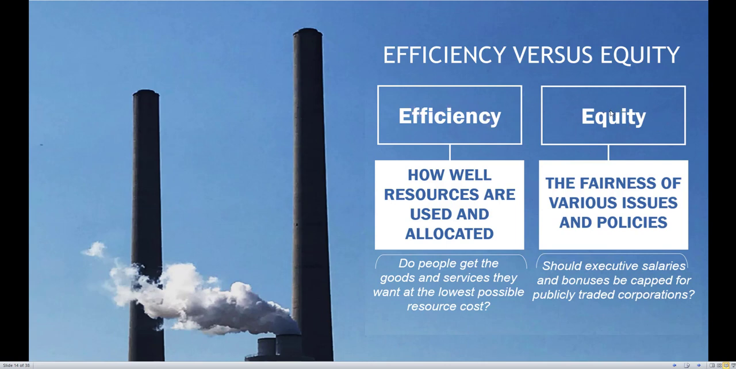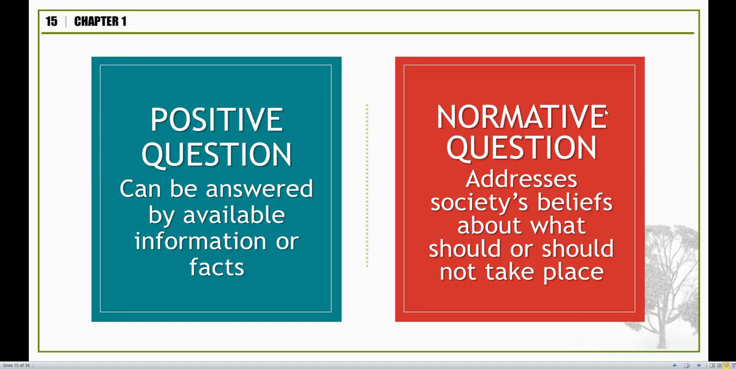And then finally, the last concept that we can take a look at is what type of questions do we want to ask? We can take a look at positive questions, or we can take a look at normative questions. With positive questions, these can be answered by available information or facts. So these are going to be more objective in nature. There is a right answer and there is a wrong answer with positive questions.